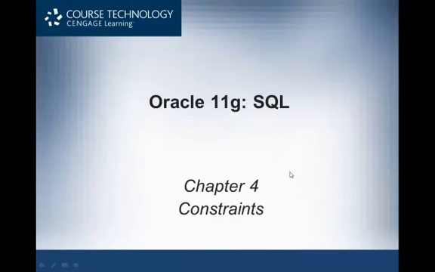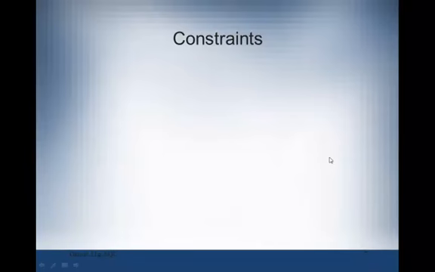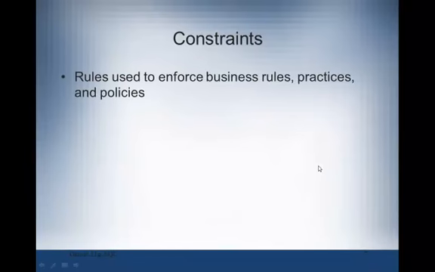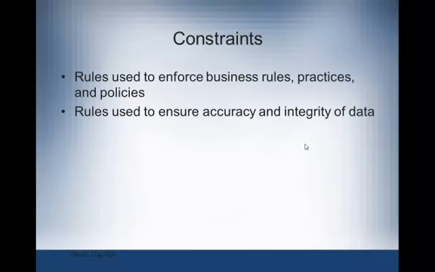Okay, Chapter 4 discusses constraints. Constraints are rules that are used to enforce business rules, practices, and policies. A short example would be what type of data will be used as the primary keys, what tables will be related, and what columns or fields will be used to relate the different tables, and also what type of data can be put in certain columns. The rules are used to ensure accuracy and integrity of data.